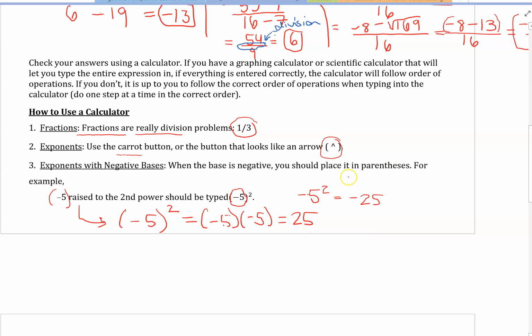Okay, so remember the difference. -5 squared is -25 because you square first and then multiply, whereas -5 in parentheses squared is +25 because you would do parentheses first and then square. So it's good to remember these differences.